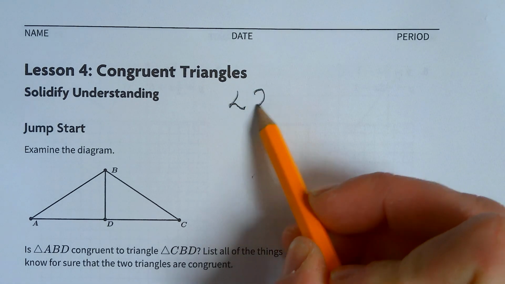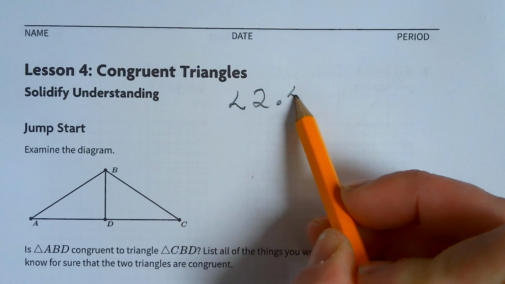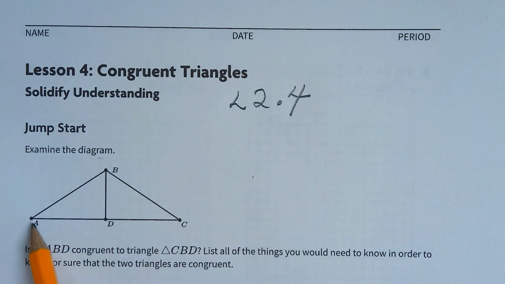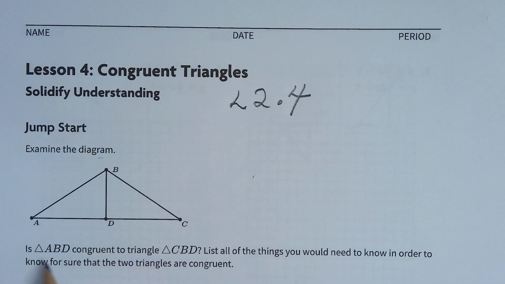Lesson 2.4. Examine the diagram. All right, I'm examining. I see some lines. I see some points. I see two triangles. Is triangle ABD congruent to triangle CBD? ABD, CBD. Okay. List all the things you would need to know in order to know for sure that the two triangles are congruent.